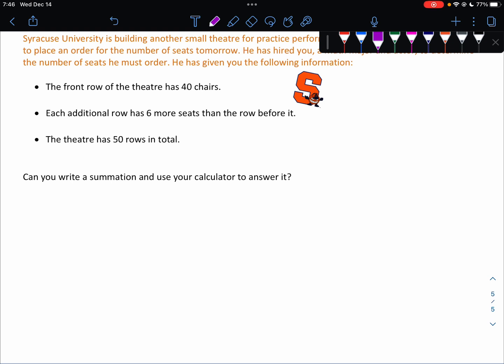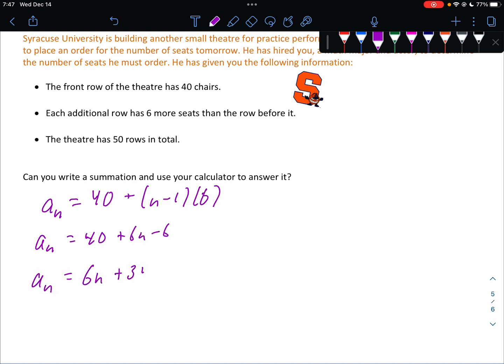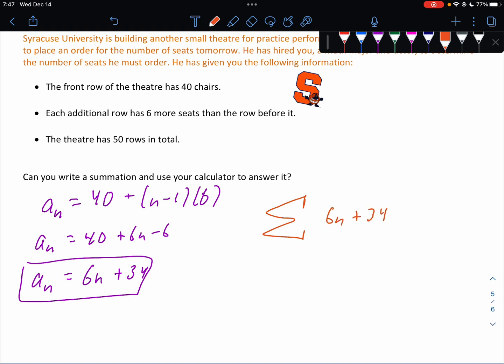So, if we wrote out our nth term, this being whatever row we're looking at, the first term is 40 plus n minus 1, and the common difference is 6. If we simplify that, we get 40 plus 6n minus 6, which is 6n plus 34. So that's my nth term. Now I'm going to write a summation notation using that arithmetic nth term, and I'm going to go from the first row to the 50th row. So that is my sigma notation.